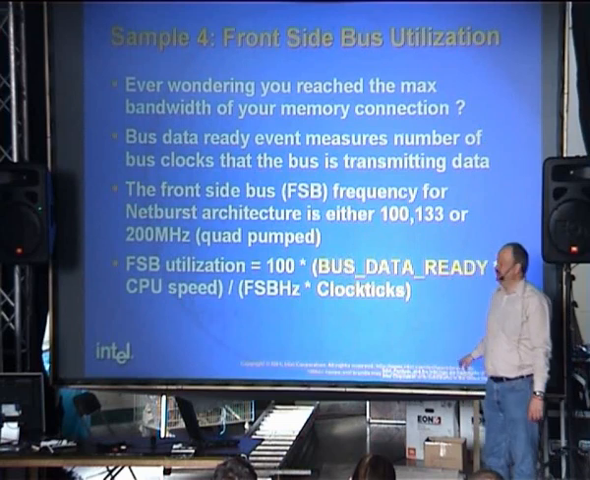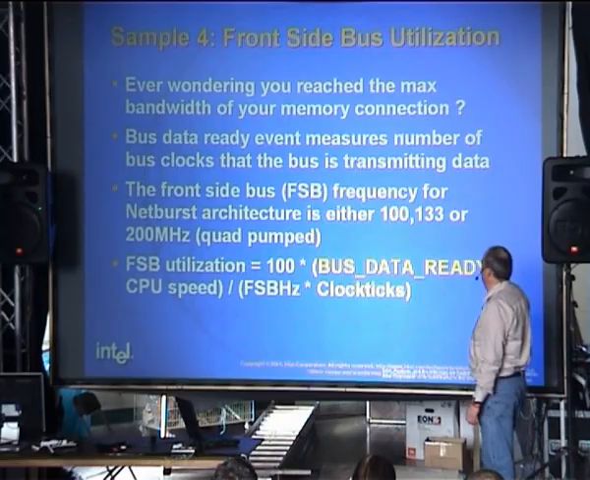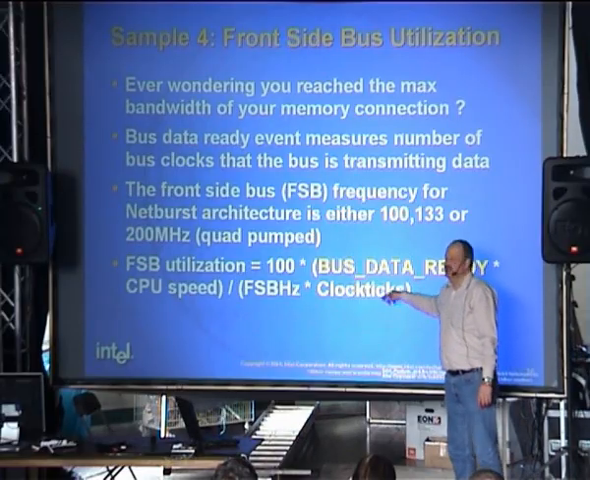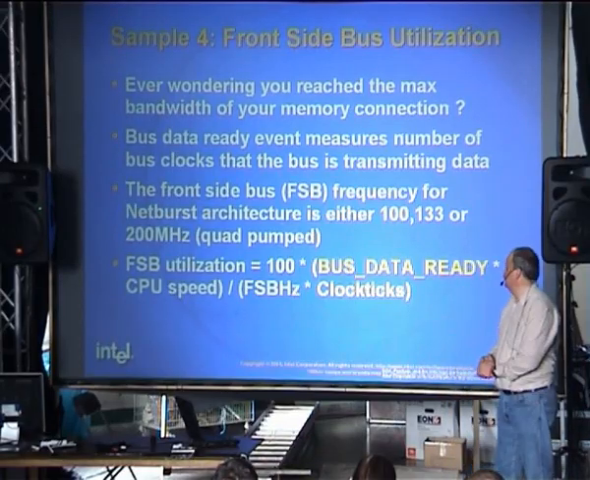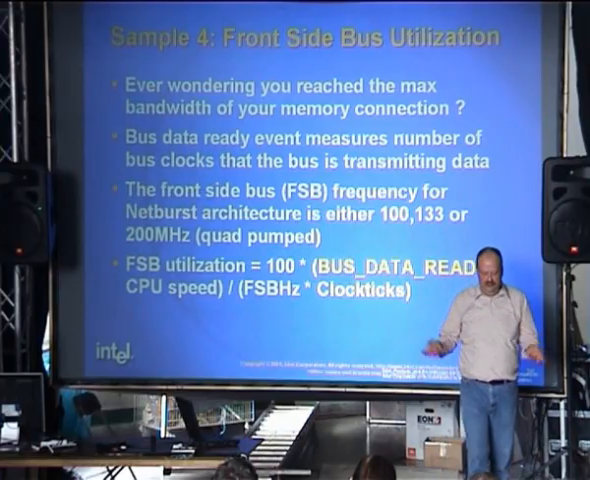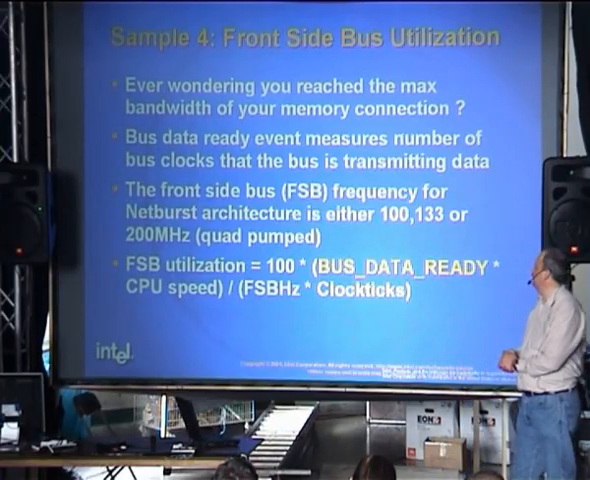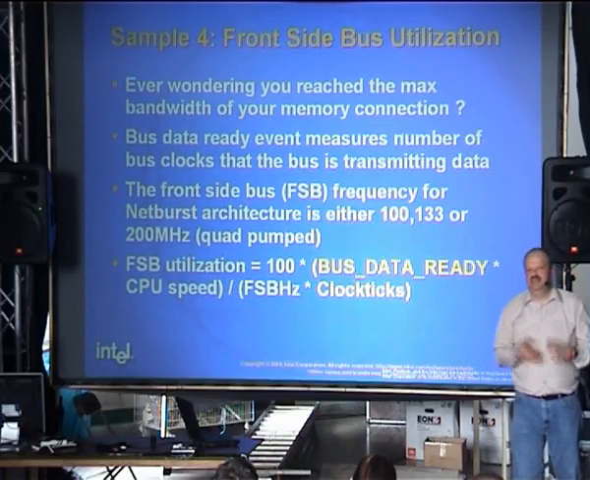If you use vTune, there is an event called bus data ready. If you simply take this value, you use the simple formula here. By the way, all this is documented in the vTune online help. And then do the simple multiplication. Of course, you have to know which frontside bus your system is running and so on. But then you get the frontside bus utilization in percent, as a fraction.